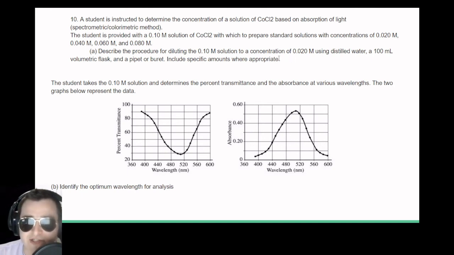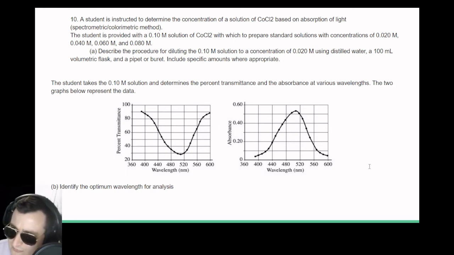M1V1 is equal to M2V2. This is your M1. Find out your V1 that you need in order to make M2V2. Piece of cake, baby. Not even going to solve it. You can do it. Identify the optimum wavelength for analysis given that these are their charts here.